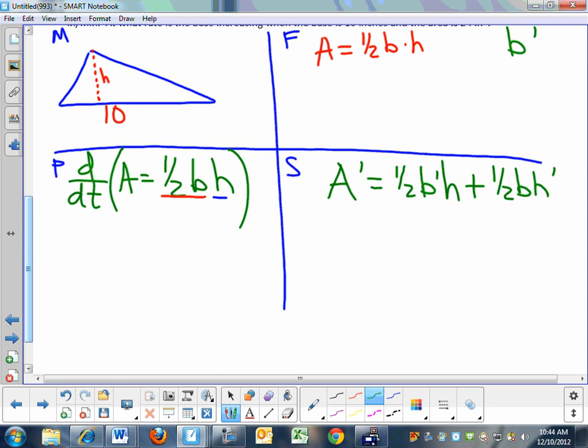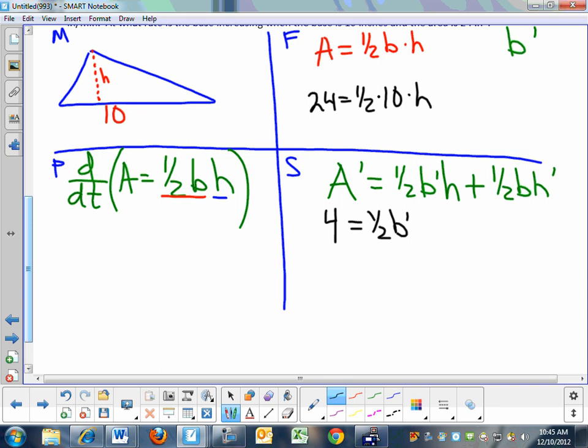Now we just fill in the blanks. What is A prime? 4. Do I know B prime? No, I'm trying to solve for that. Do I know the current height? Could I figure it out? What is the current area? 24 is equal to 1/2 times the current base, 10, times the current height, which we're trying to figure out.